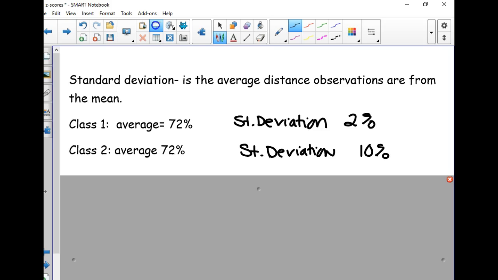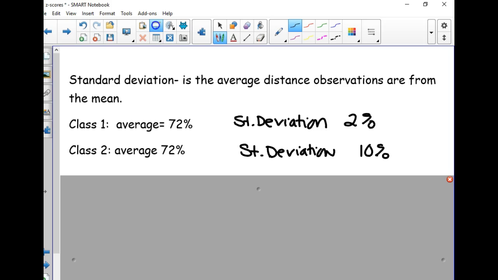Now, our standard deviation gives us a bigger story. If we look at a standard deviation and we say it's the average distance observations are from the mean, that means on average, we know not everyone's going to get a 72. On average, they might be within 2% on either side, or even 4%. But it's a small spread. On average, people don't go too far off from 72%.